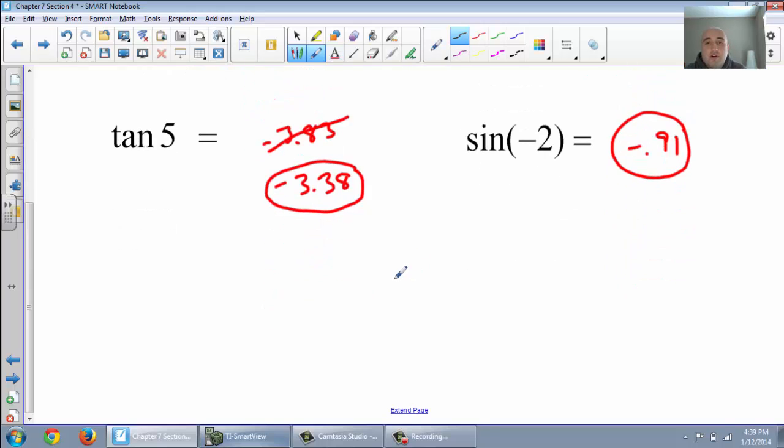Now, what happens if they asked you to do this problem? Let me just make one up here. Tangent of 3 pi over 4. Is this degrees or radians? Hopefully you recognize that that's radians. You can still do this on your calculator.